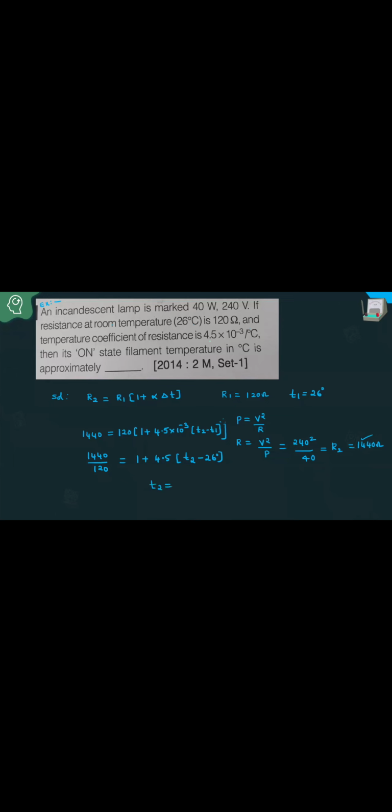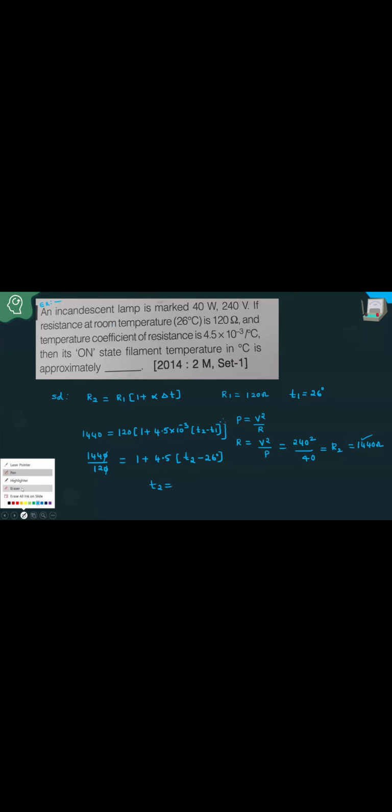Can anybody? How much T2 did you get? Very good. Approximately, I got 2470 degrees centigrade. Is it correct? Somebody is telling the answer 2490. Can you try it? Is 2490 the exact answer?